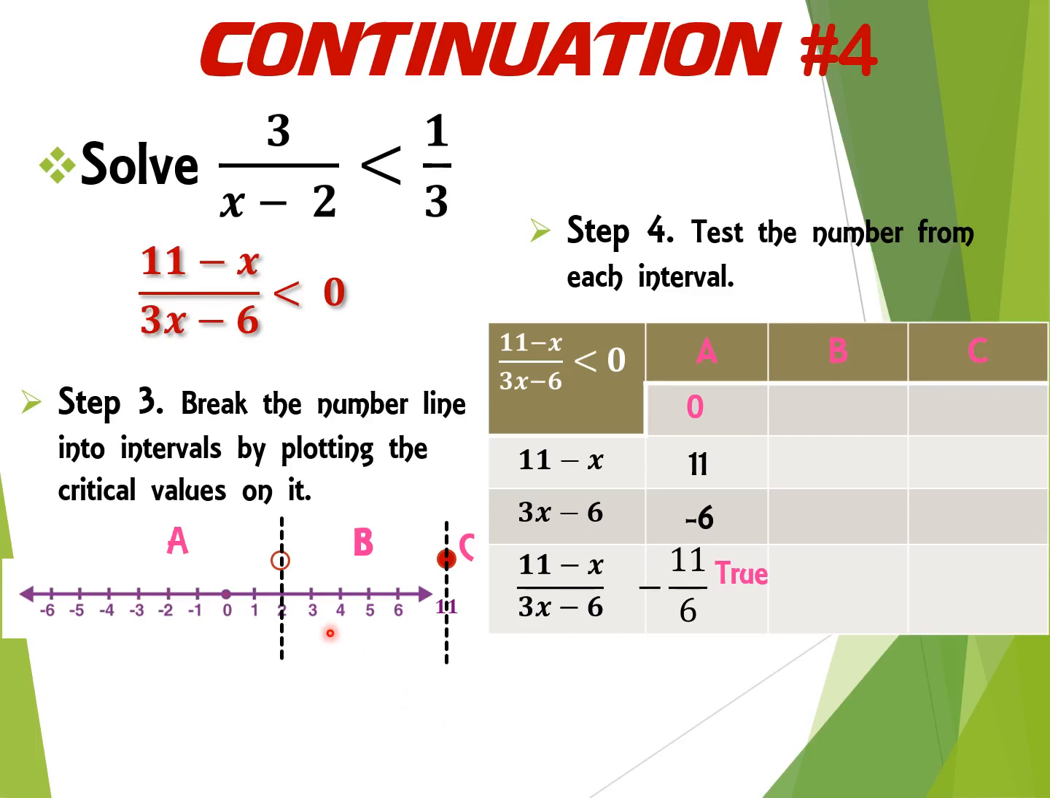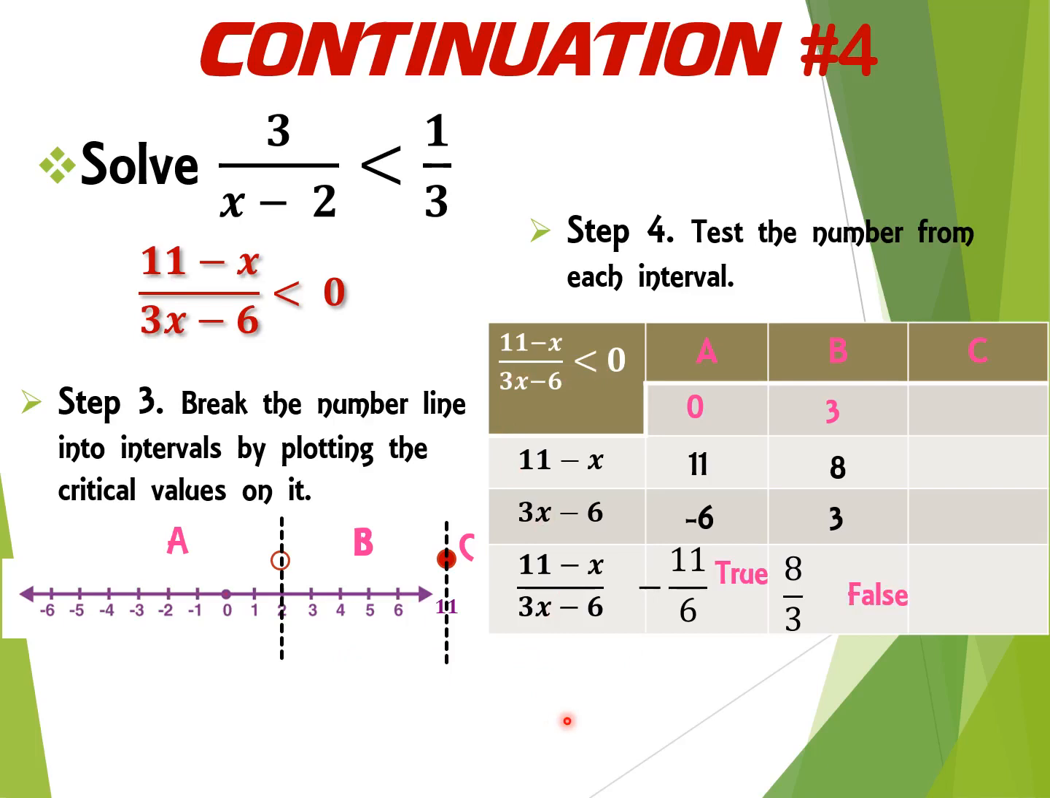And then for partition B, you choose any number here. Let me choose 3. So 11 minus 3 is 8. You will have 3 times 3 here is 9 minus 6 is 3. So 8 divided by 3 is 8 over 3, or that will give you 2 and 2/3. So 2 and 2/3 is less than 0.